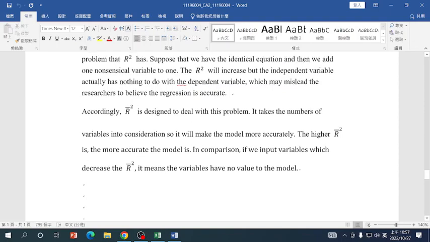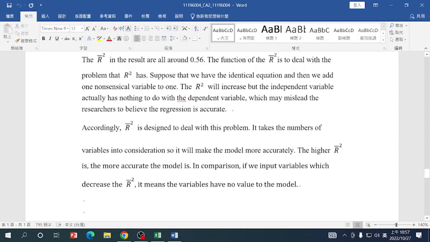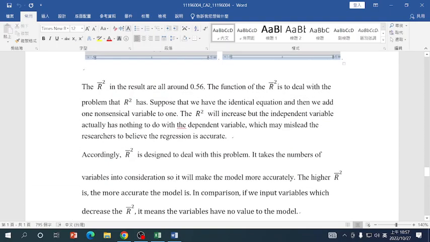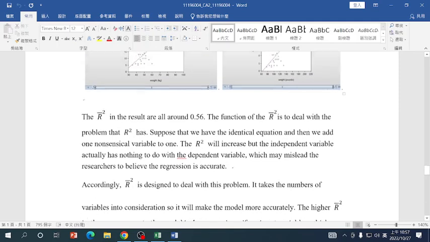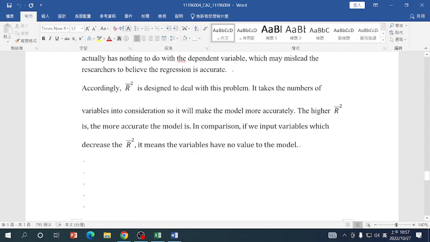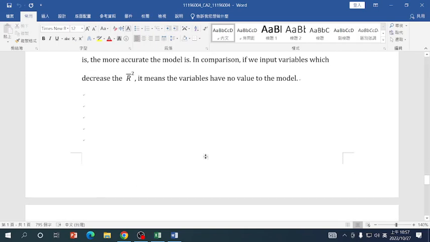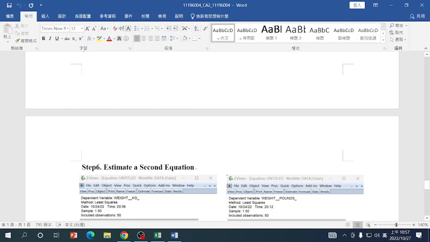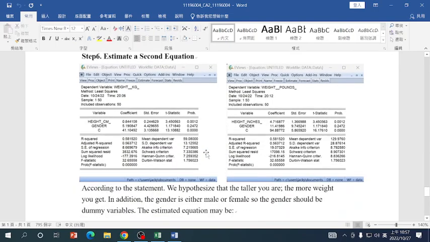But so far here, we just have one variable. So here, usually we use just R square instead of adjusted R square. Adjusted R square is used for multiple regression. Okay. And step 6, a second equation.